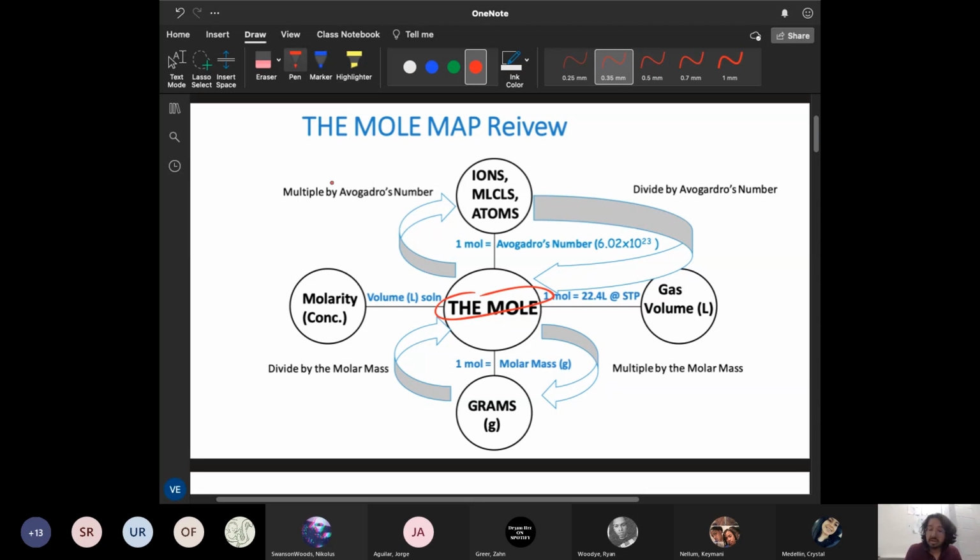So the way 1 dozen equals 12 of something, 1 mole is going to equal Avogadro's number, okay? Which is this guy over here, 6.02 times 10 to the power 23, okay?